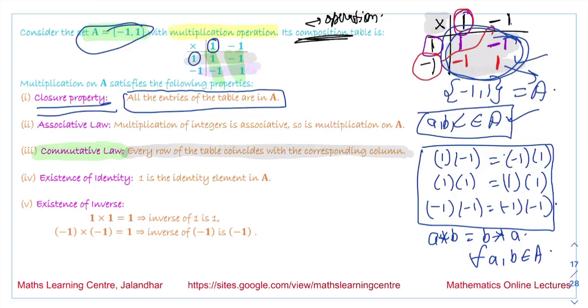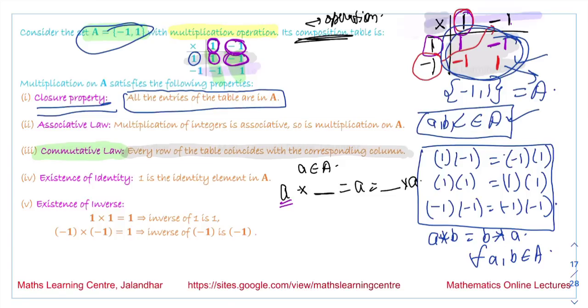So existence of identity means if we consider an element A belongs to A, we want to find A star or multiply dash is equal to A, that should be equal to dash into A. The element we will have over here, look at the answer over here, we want the same answer. If we fix this element 1, the answer we are getting is 1. If we fix this element minus 1, the answer we are getting is minus 1.